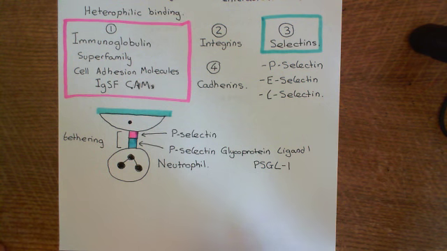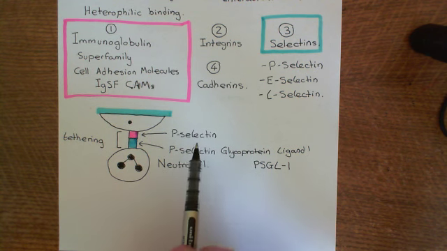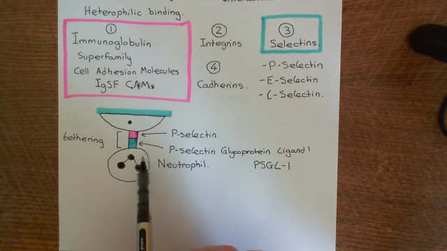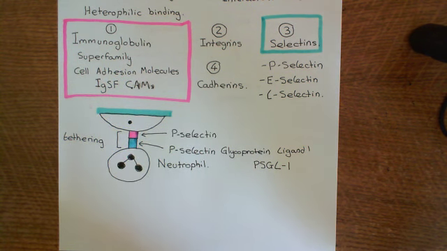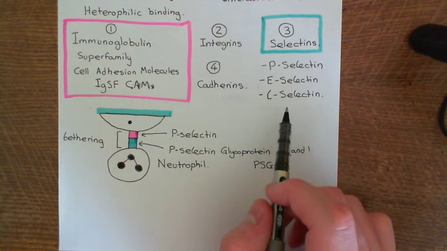Okay, so that's P-selectin. Now, I want to stress that P-selectin glycoprotein ligand 1 is not a cell adhesion molecule, okay? And this is an example of where P-selectin is binding to something that's not a cell adhesion molecule, even though it is a cell-cell interaction. It's not an interaction between two cell adhesion molecules, so this is not a cell adhesion molecule. And we'll see another example of this with E-selectin and also L-selectin as well.